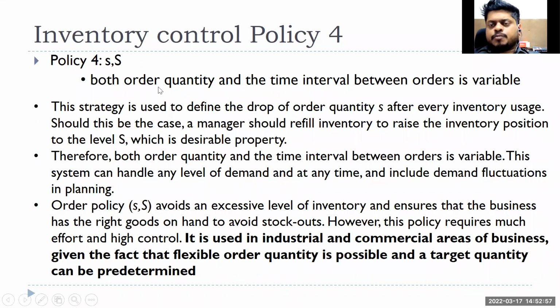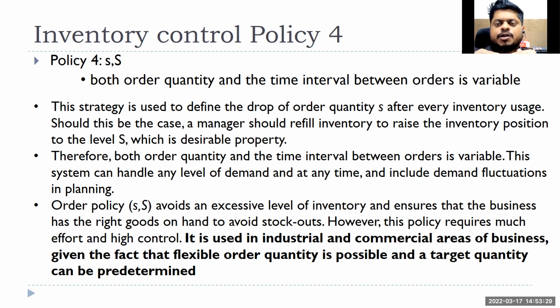Last one is where both are variable, right? You have a chance of a change or difference in quantity required, and a difference in lead time, the amount of time it takes for suppliers to send you the material. Order quantity and time interval between orders are variable. So the strategy is to define the order quantity after every inventory usage. Should this be the case, a manager should refill inventory to raise the inventory position level to S, right?